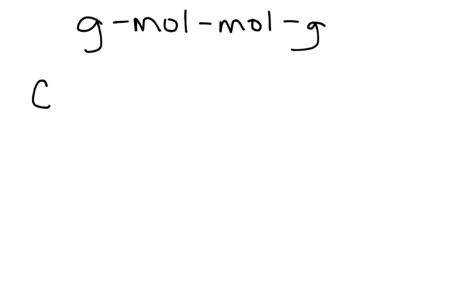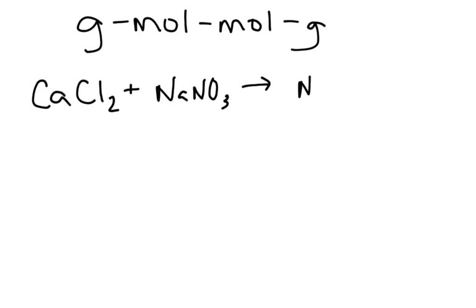So, let's say that I gave you CaCl2, calcium chloride, plus sodium nitrate, which then breaks down, in the double replacement reaction, to sodium chloride and calcium nitrate. So there's your given reaction, okay? I swear that's a 3 right there. It really is. Okay, that's your given reaction.